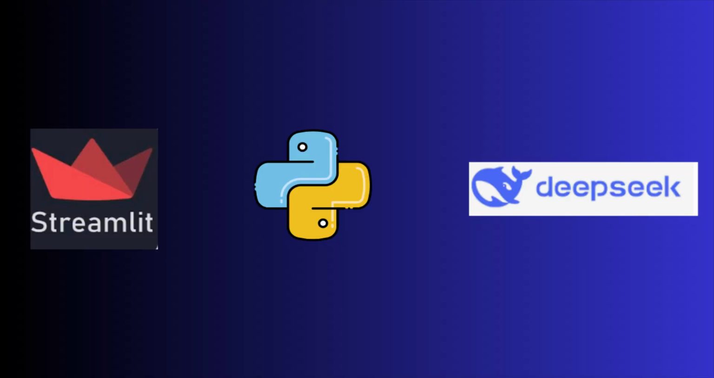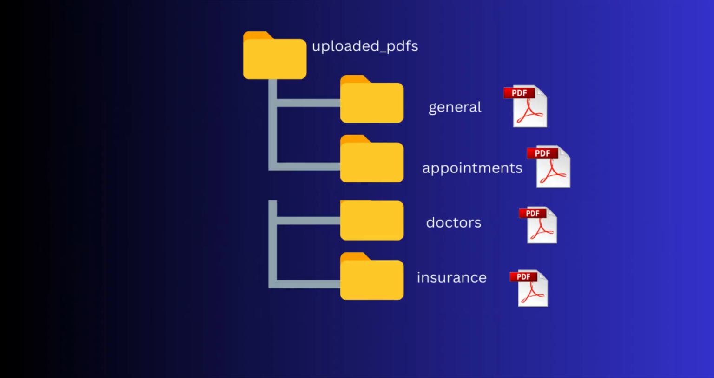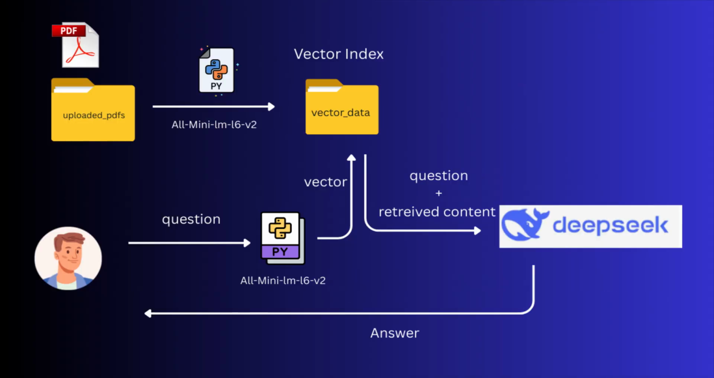To build this app, I use Streamlit, Python and the DeepSeek model. Here is the architecture of this app. PDFs that contain the business information will be uploaded in the directory PDF uploads in different categories. Once the PDFs are uploaded, we can build the corresponding vector indexes by running this command. This Python script will create the vector indexes for the corresponding PDFs and they will be saved in the directory vector data in different categories.